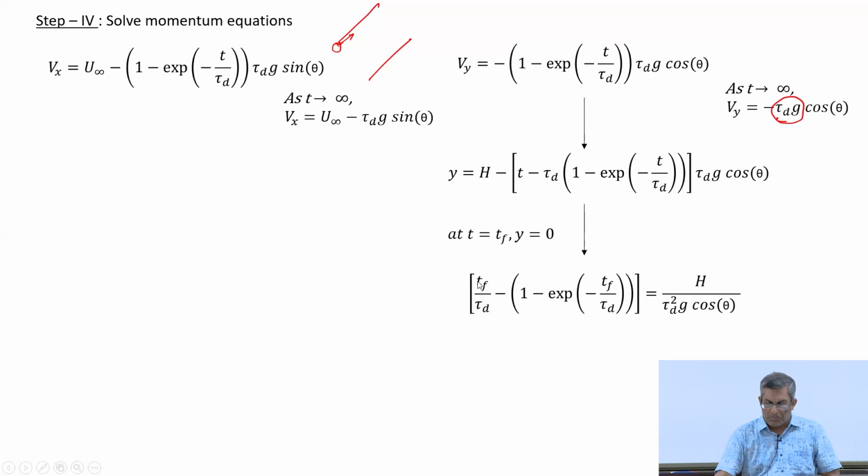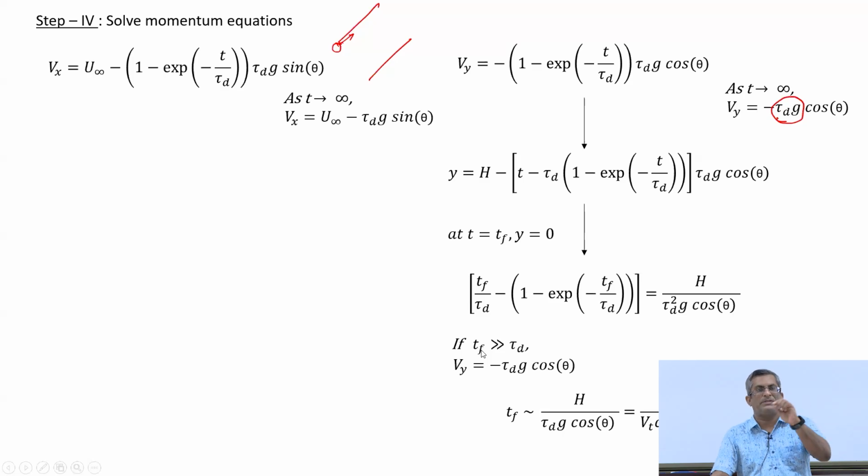So here the Tf is unknown, which can be found from this equation. Now, if we consider this case where the time of settling is much larger than the relaxation time, this means that the particle adjusts with the flow quickly compared to the time that it takes to settle down. Then in that case, we can show that the settling time is basically equal to h by tau dg cos theta. Now, what is tau dg? Again, that is the terminal velocity.